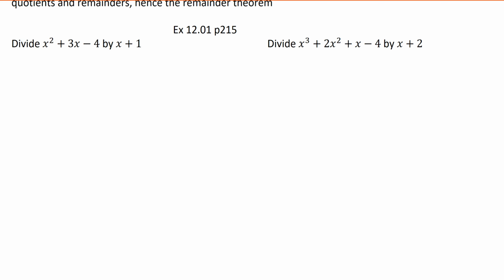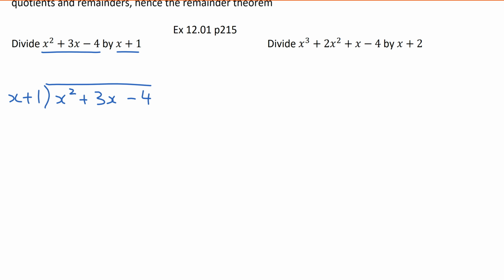Right, well, as I said to you guys, I think this one might be a little bit easier to get your head around, okay? So what we're trying to do is divide this by that. So what I would be doing is dividing x squared plus 3x minus 4 by x plus 1.